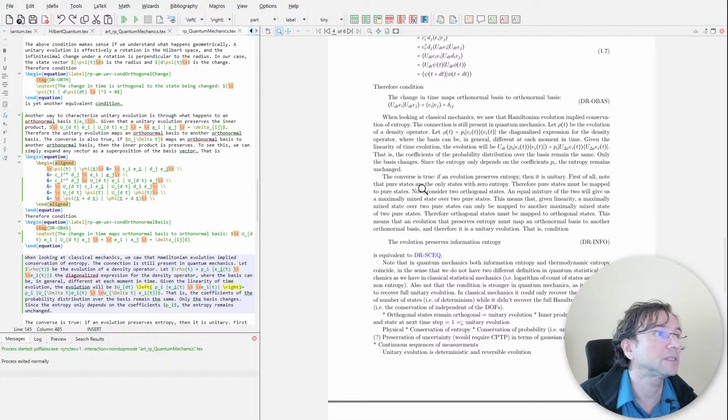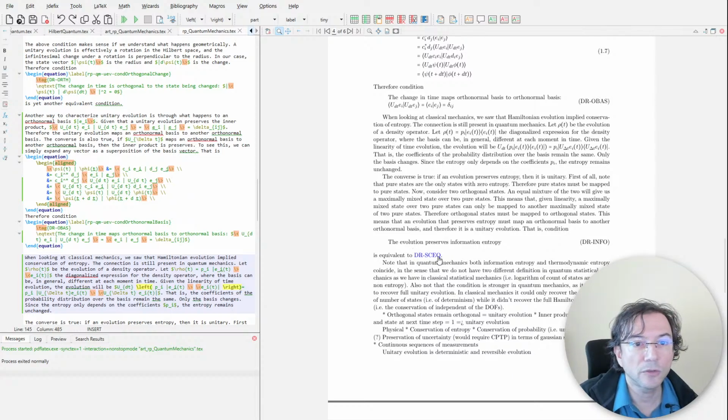First of all, note that pure states are the only states with zero entropy. Therefore, pure states must be mapped to pure states. Now consider two orthogonal states. An equal mixture of two will give us a maximally mixed state over two pure states. That means that given linearity, a maximally mixed state over two pure states can only be mapped to another maximally mixed state of two pure states. Therefore, orthogonal states must be mapped to orthogonal states. This means that the evolution that preserves entropy must map an orthonormal basis to another orthonormal basis, and therefore it is a unitary evolution. That is, condition the evolution preserve information entropy is equivalent to that.